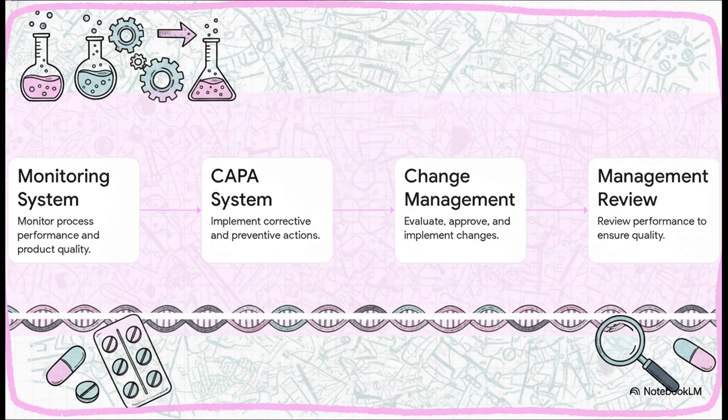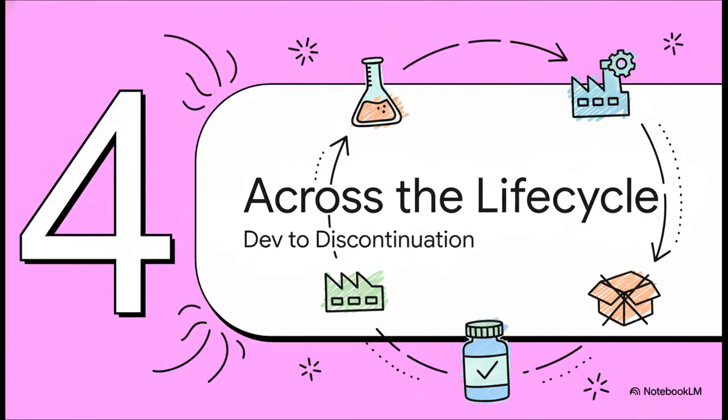Well, the blueprint gives us four structural pillars. These are the active systems that make quality happen every single day. You've got a system for constantly monitoring your process, a formal CAPA system for when things go wrong, a robust change management system to control any adjustments, and finally, a regular management review to make sure the whole system stays healthy and on track. So now that we have the blueprint, let's see where it gets applied.